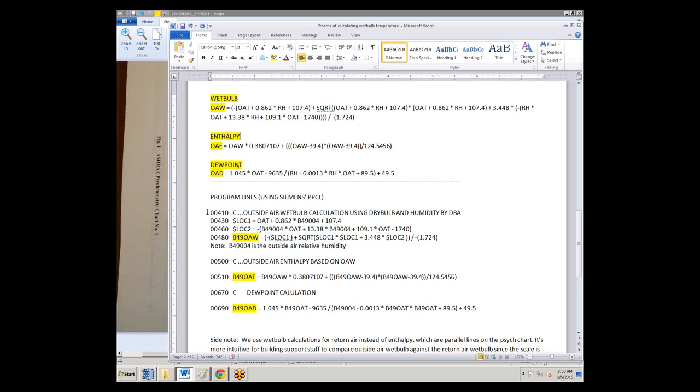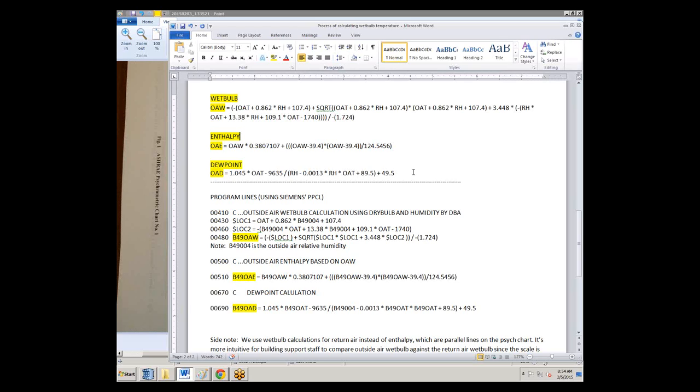I also provided in here, if you happen to have a Siemens system, the PPCL code that was used to determine that. Just to note, B49004 is our relative humidity, the raw point name, the system name for that. This should be the exact same thing as what you see up here; it's just that we use OAT and RH for relative humidity. So that's pretty much it for the wet bulb and other calculations.